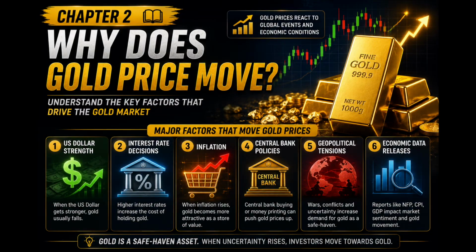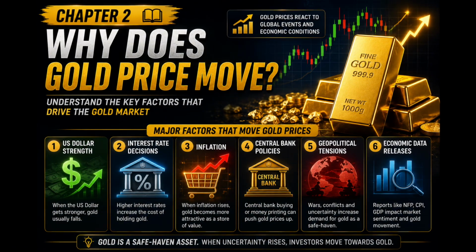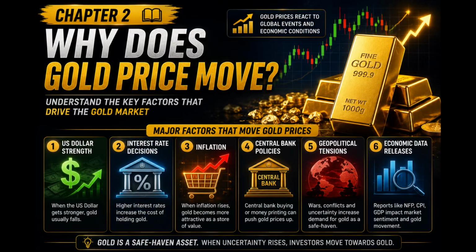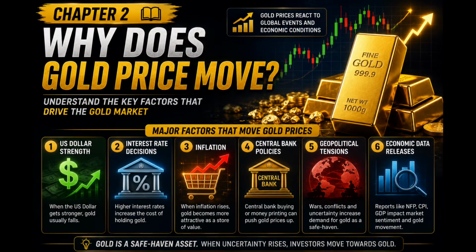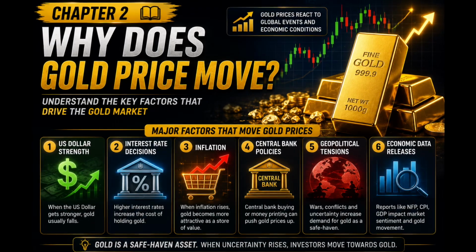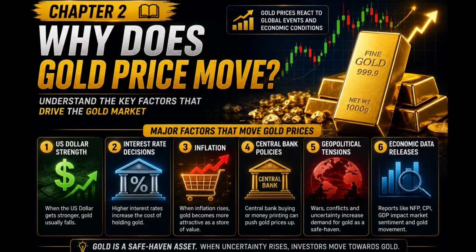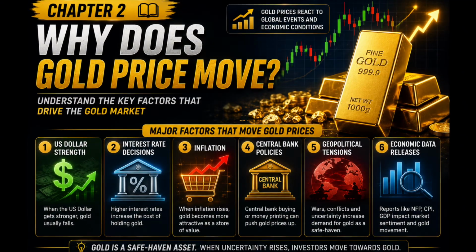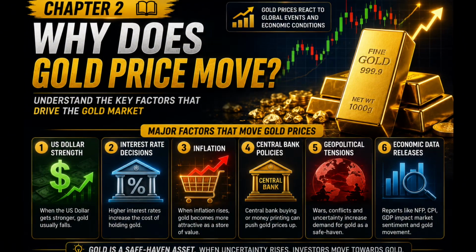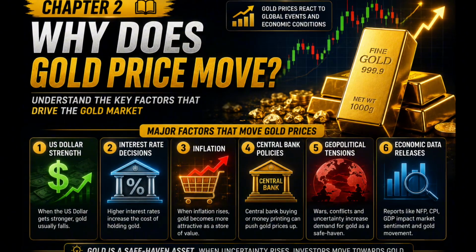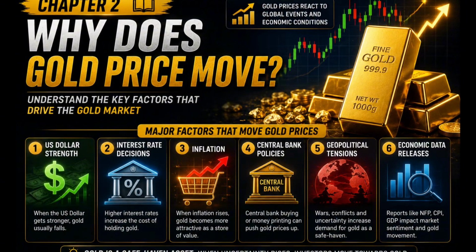Chapter 2. Why gold price moves. Gold prices move because buyers and sellers constantly react to economic events. Some of the biggest factors include the strength of the US dollar, interest rate decisions, inflation, central bank policies, geopolitical tensions, employment data. When uncertainty increases, many investors buy gold as a safe haven asset. That's why gold often rises during economic crises or global uncertainty. Learning these fundamentals helps you understand why the market moves instead of simply guessing.